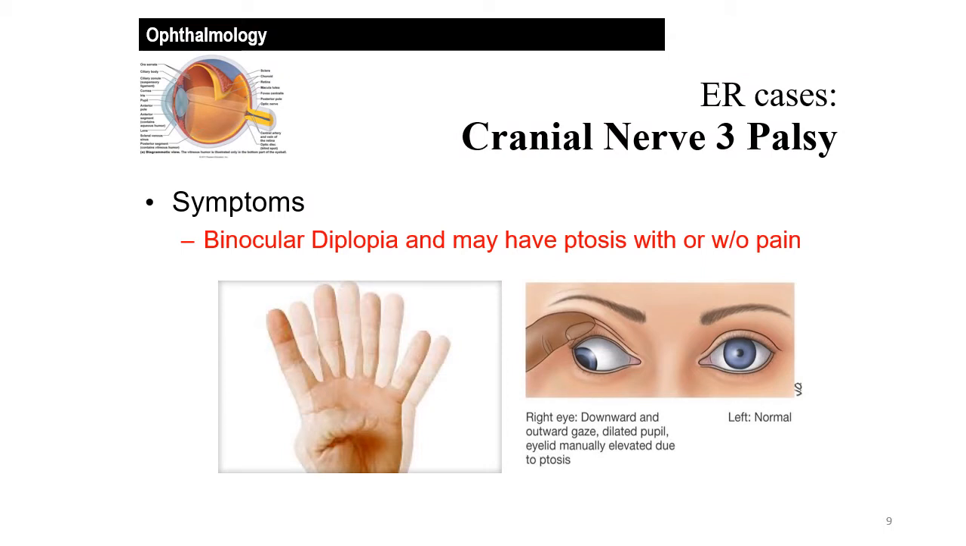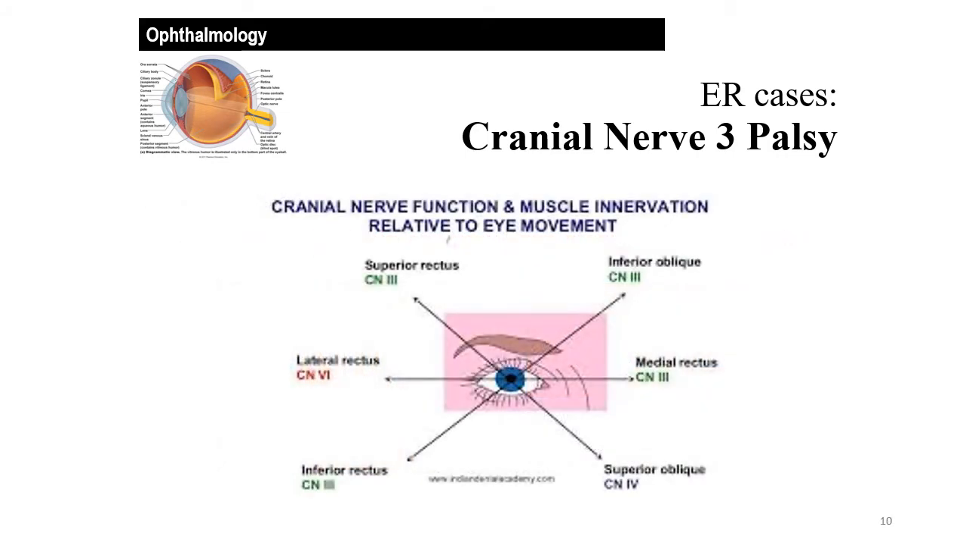The most common presenting symptom of a third nerve palsy is binocular diplopia. Remember that the third nerve innervates most of the extraocular muscles, with the exception of the lateral rectus and the superior oblique.